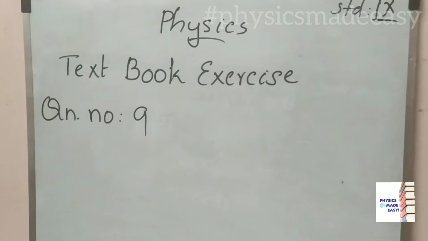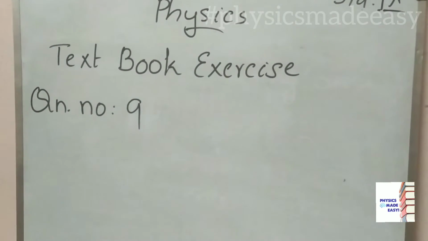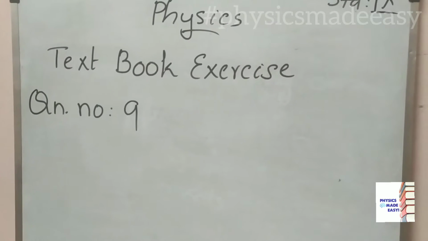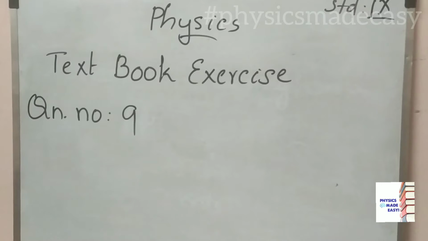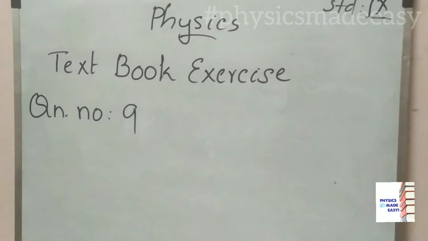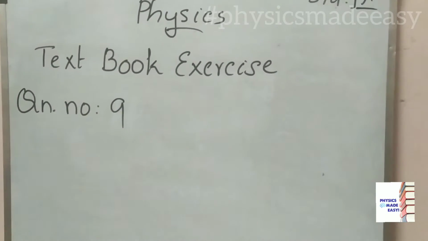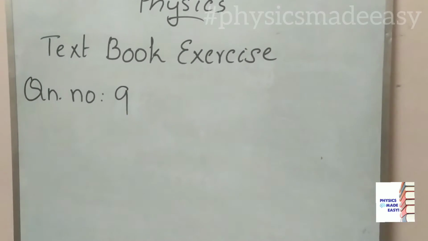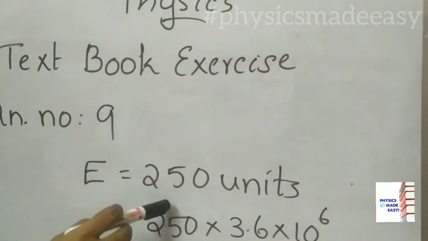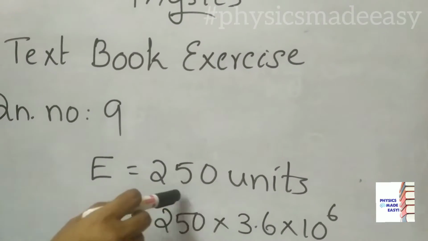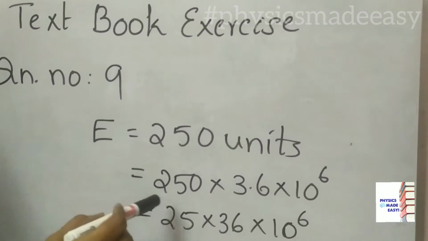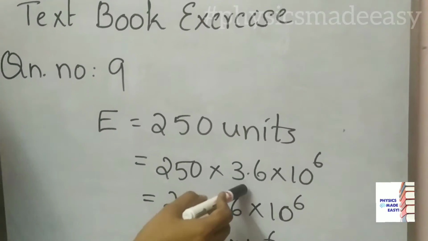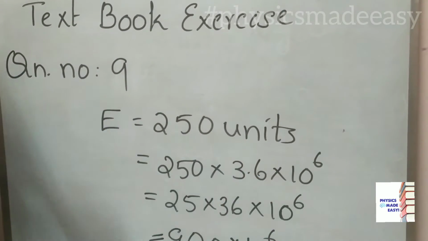Question number 9. A certain household has consumed 250 units of energy during a month. How much energy is this in joules? Children, here we have to convert 250 units of energy into joules. Here the energy is given in units, 250 units. We have to convert that into joule. You know, unit means what? Kilowatt hour. 1 kilowatt hour is equal to 3.6 into 10 raised to 6 joule.